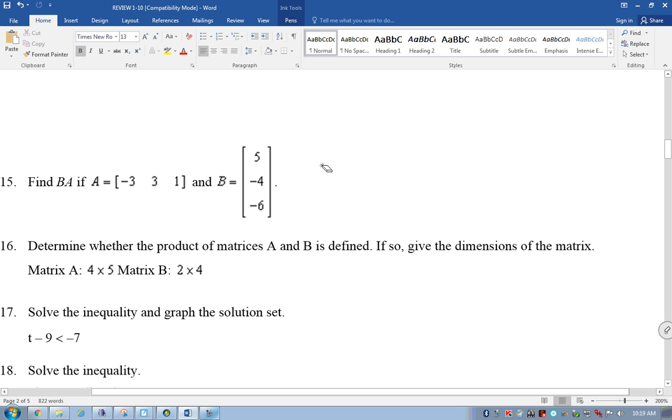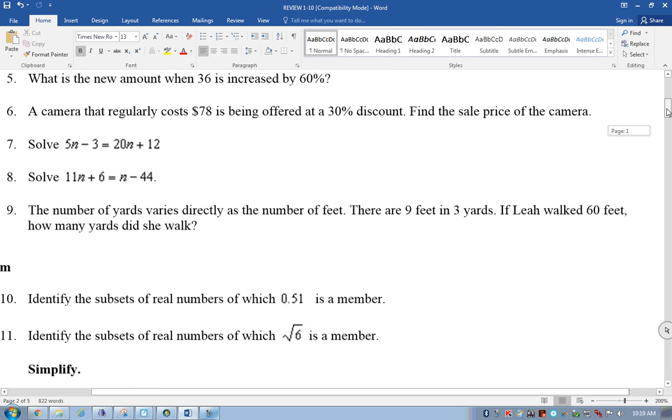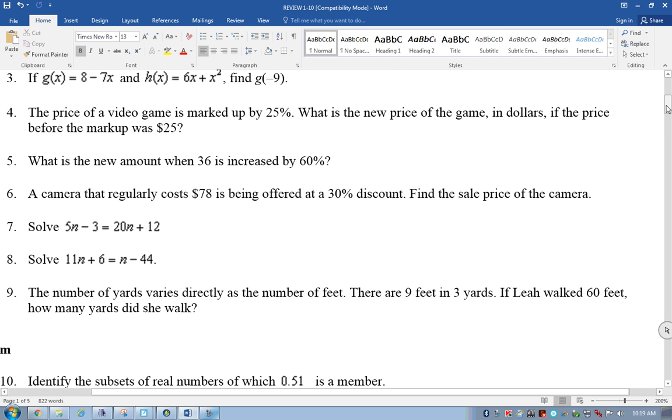I think that gets it. That was 15. We want to go back up to question number 6. I'm sorry, I was looking at the wrong one. A camera that regularly costs $78 is being offered at a 30% discount. Find the sale price of the camera.